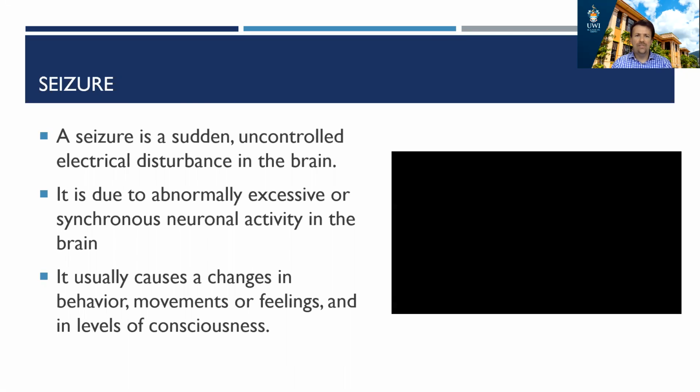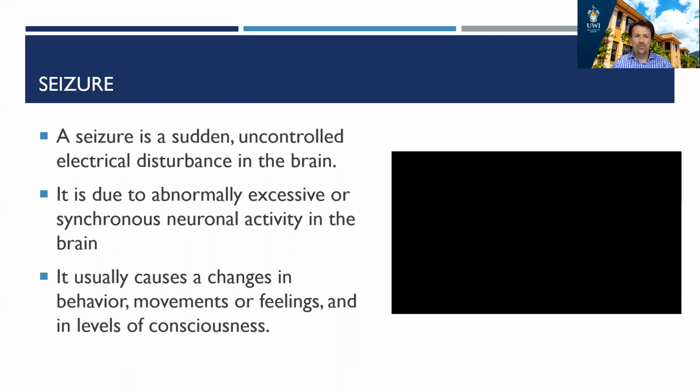Now, let's define what a seizure is. And before we do that, let us remind ourselves that within the brain, we have neurons. And neurons communicate with each other by firing action potentials. And as you know, action potentials are electrical signals. And so your brain is a hive of electrical activity. And in order for us to function, this electrical activity has to be very well managed.